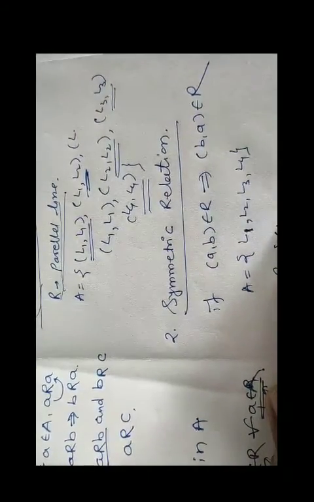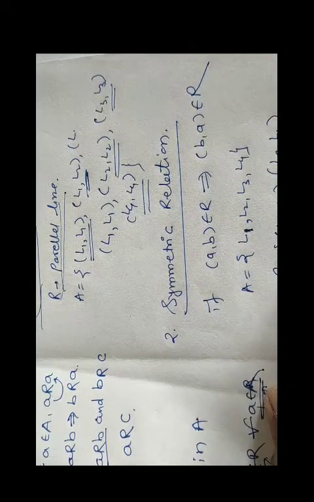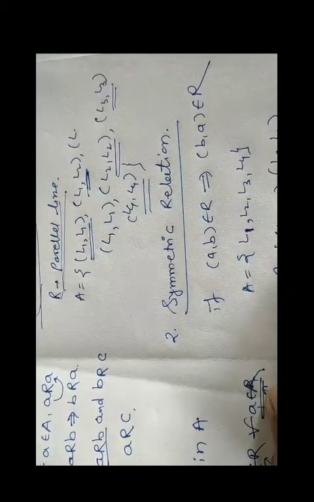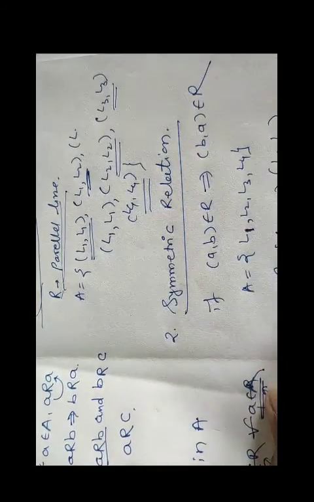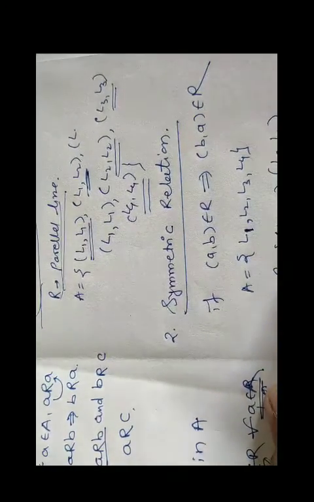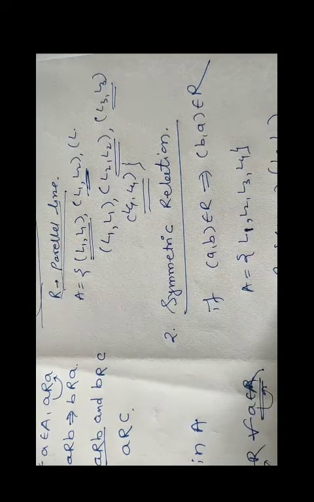then for the relation R, if L1 is parallel to L2, then L2 must be parallel to L1. That means if (L1, L2) belongs to R, it implies (L2, L1) belongs to R. So if these two elements belong to the set R, then the relation R is a symmetric relation.